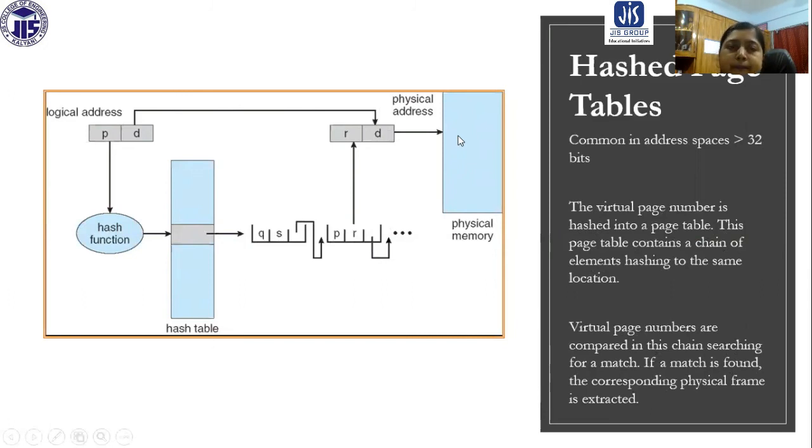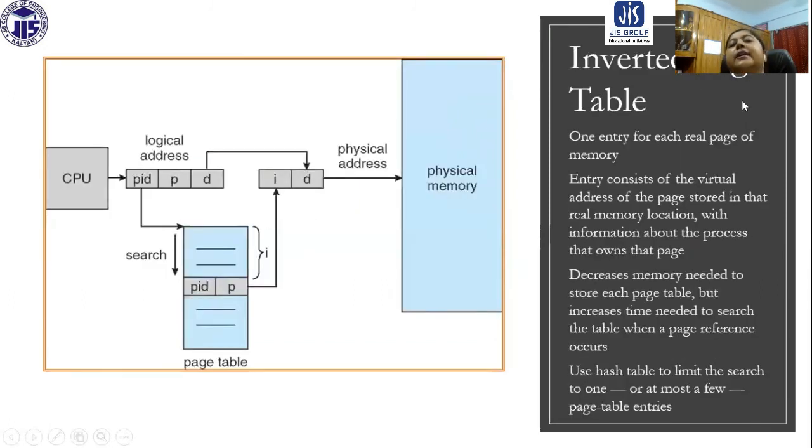Now this is another one, that is the inverted page table. In the inverted page table, we have an extra thing, that is the process ID. In this case, we are going to search in the page table not with the help of the page index, but with the help of the process identifier.